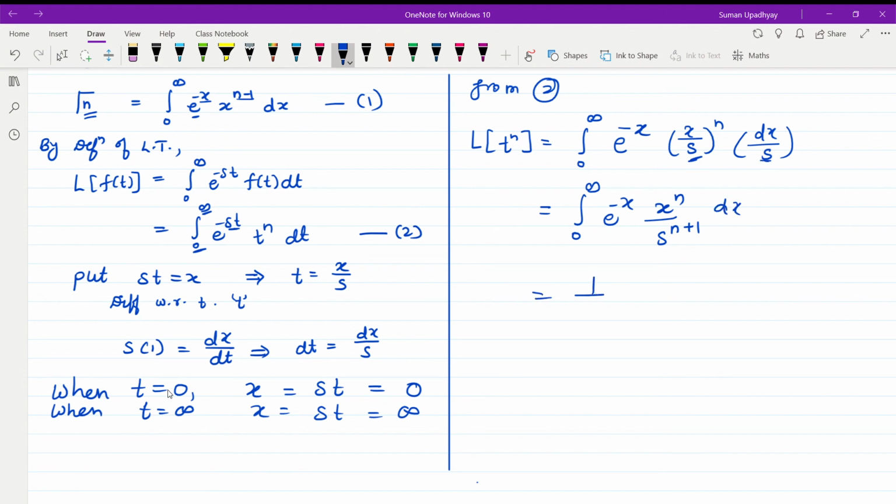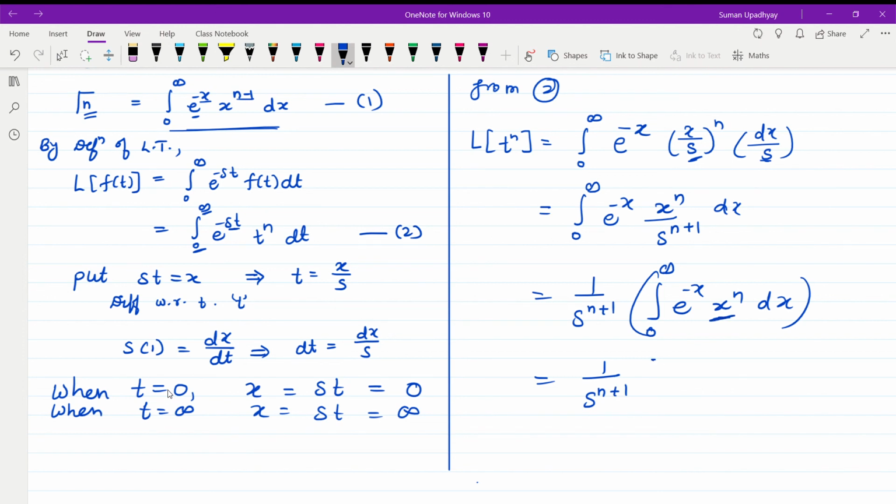Now again, s raised to n plus 1, I'm going to take it out of the integration. And I know what this integral is. You can compare this with equation number 1. So it is gamma of n plus 1, because here I'm having x power as n. So this is the formula of Laplace of t raised to n.